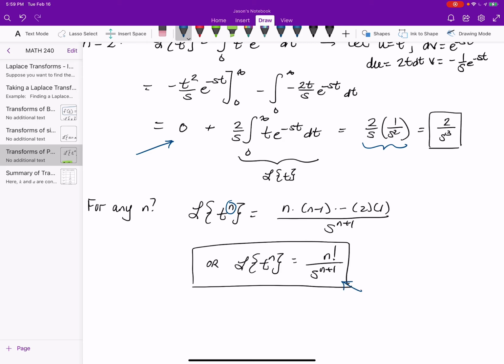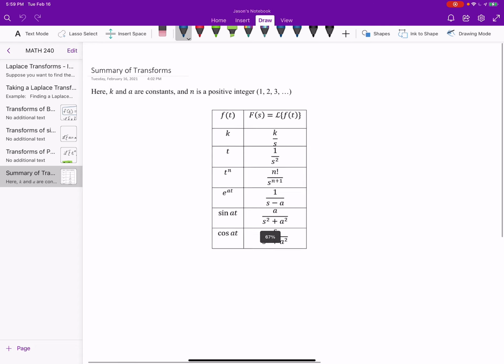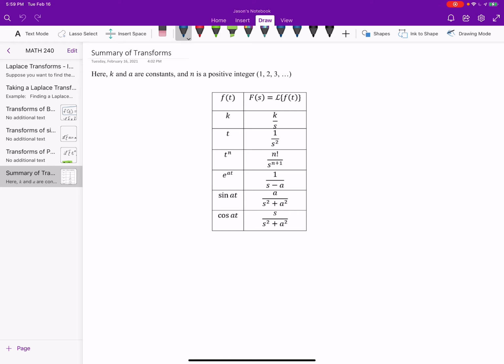Okay? Now what's going to become of the numerator? Well, let's imagine the Laplace transform of t to the fifth. You're going to end up with 5 times the transform of t to the fourth, which is 4 times the transform of t to the third. You're going to end up multiplying all the integers together. And what are you going to get? You're going to get a factorial. So the Laplace transform of t to the n is n factorial over s to the n plus 1. And just a little summary. If k and a are constants, and n is a positive integer, this is the table of transforms we have done so far. So we can just use these.